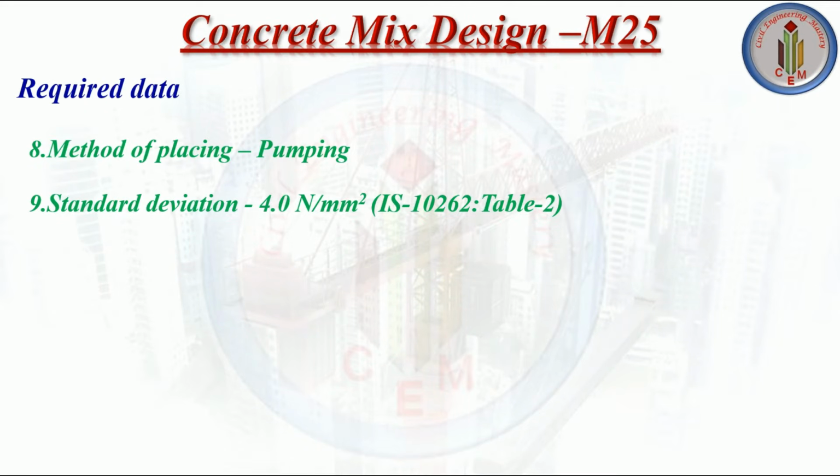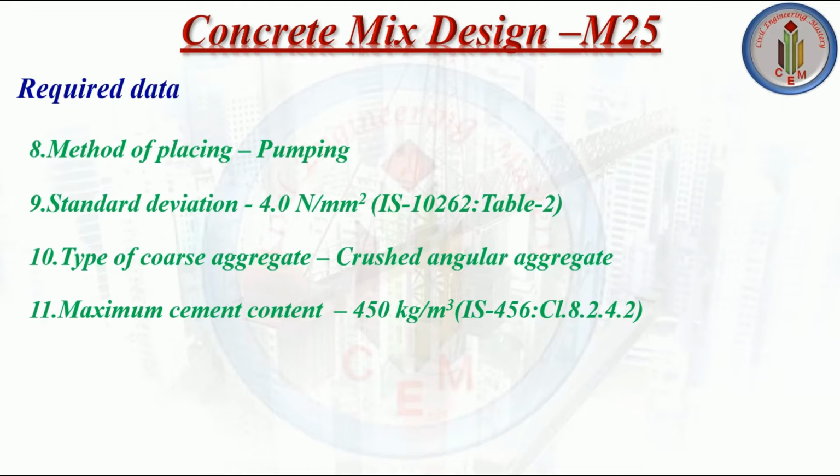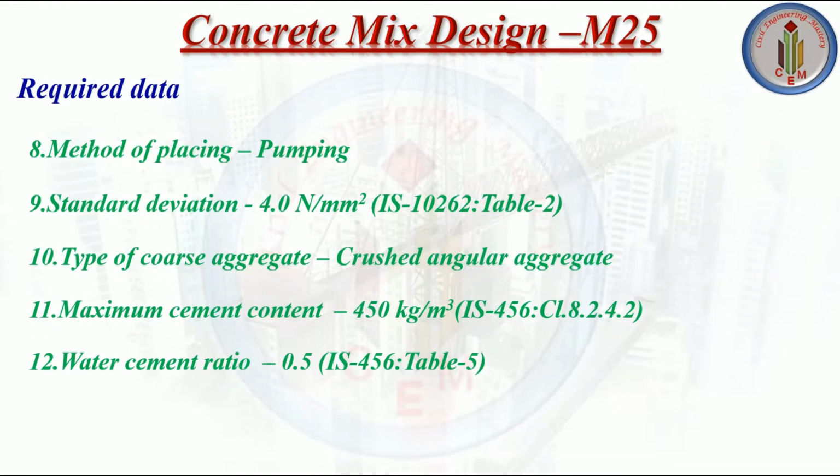Standard deviation is 4 Newton per millimeter squared as per IS-10262 table 2. Type of coarse aggregate is crushed angular aggregate. Maximum cement content is 450 kg per meter cube as per IS-456-2000 clause 8.2.4.2. So this we need to check. We know the minimum and maximum cement content, and we need to calculate the actual cement content required, and then check whether it satisfies the minimum and maximum cement content values. Water cement ratio is 0.5 as per IS-456-2000 table 5.